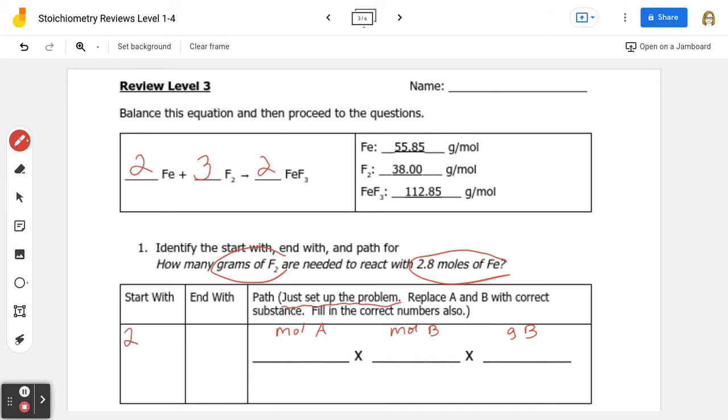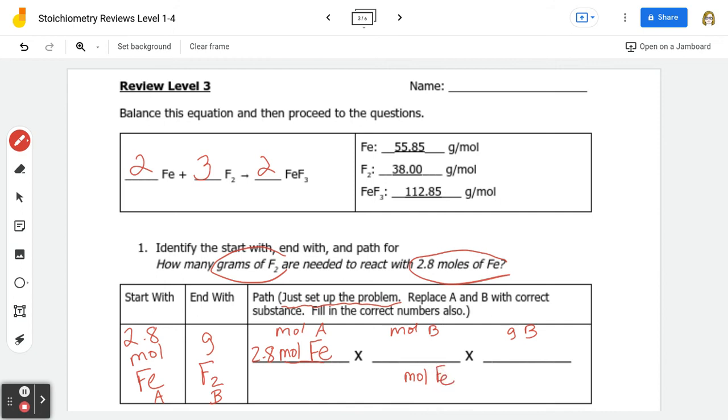So you are starting with 2.8 moles of Fe, and you are ending with grams of F2. So when you write this, make sure that every time you write a number, you put a unit and a substance with it. So across the top here, I have sort of sketched out the path. You're going to go from moles of A to moles of B to grams of B. So Fe is A and F2 is B. So remember, whatever you have here must cancel diagonally.